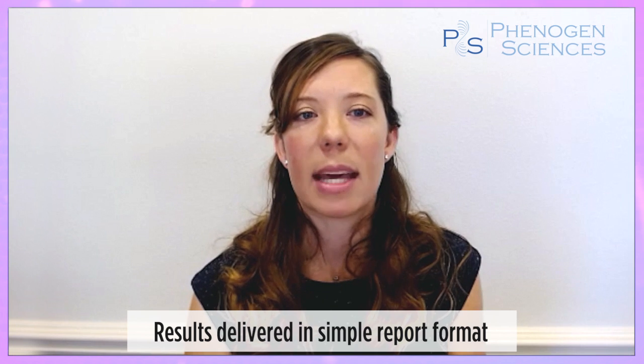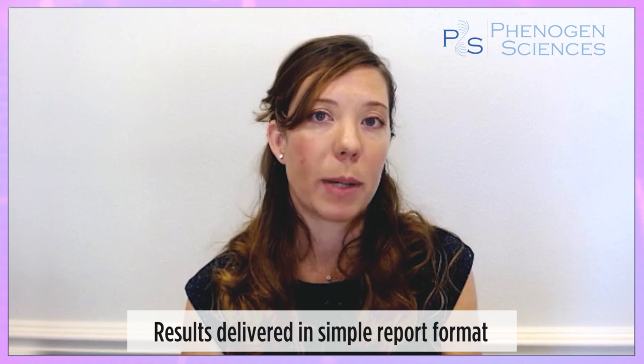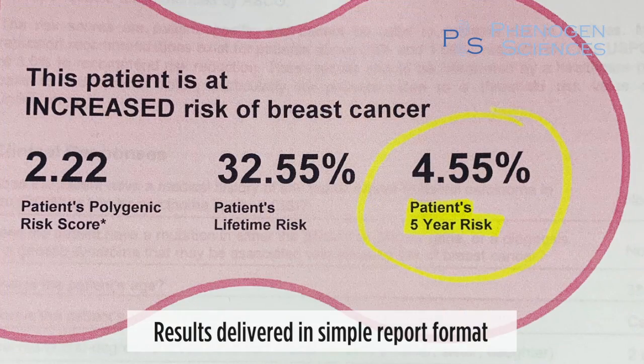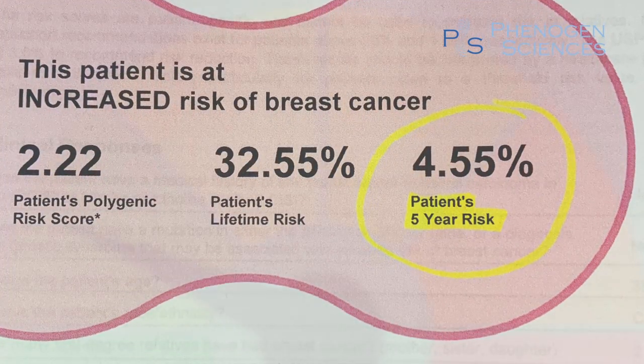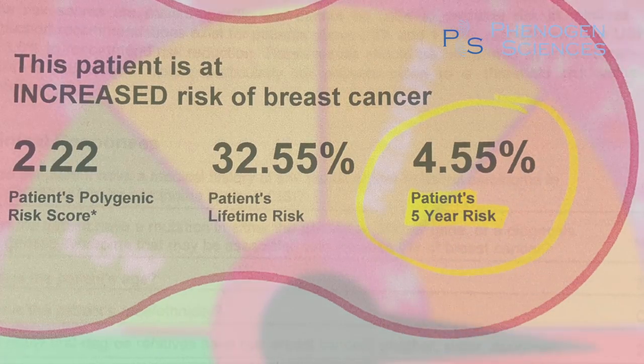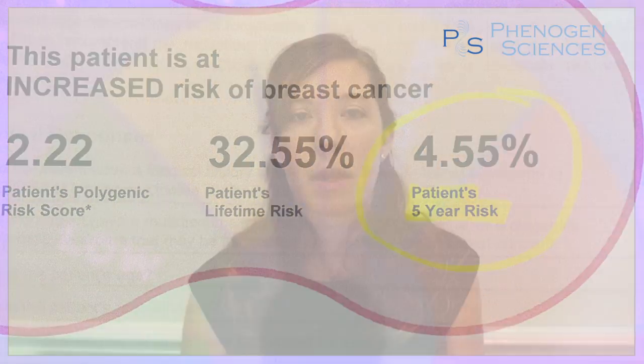GeneType results are delivered in a simple report format that indicates the patient's absolute risk score over 2 periods of time, over 5 years and over her remaining lifetime. Medical bodies have established actionable risk thresholds for both of these periods. The GeneType test will clearly indicate if a woman surpasses the established clinical risk thresholds.